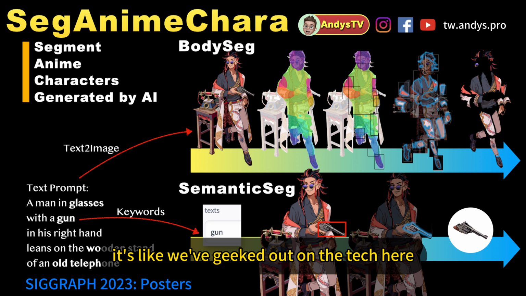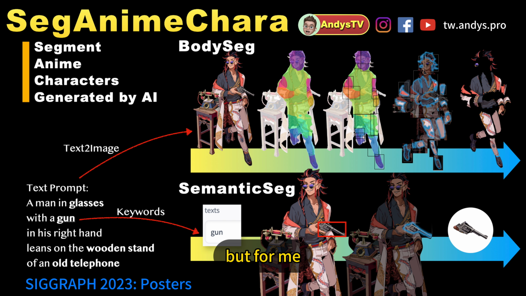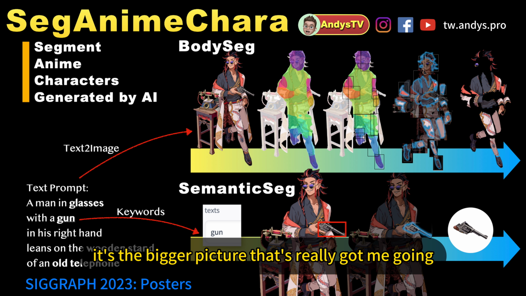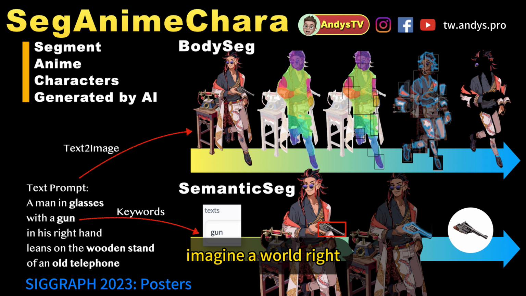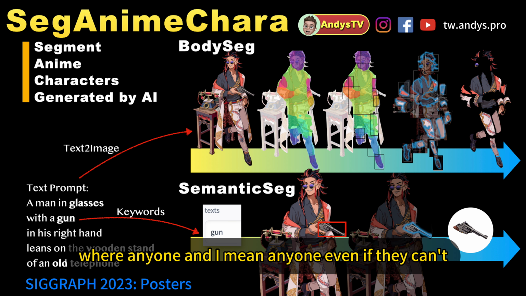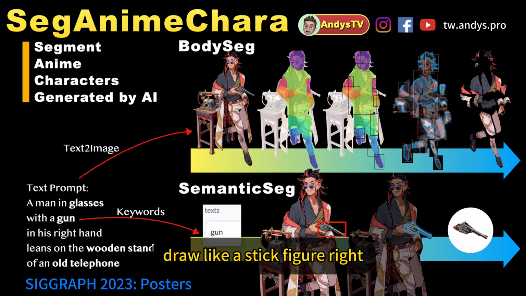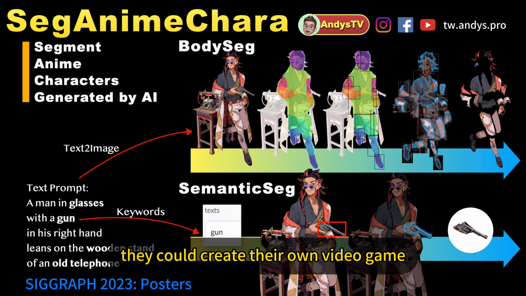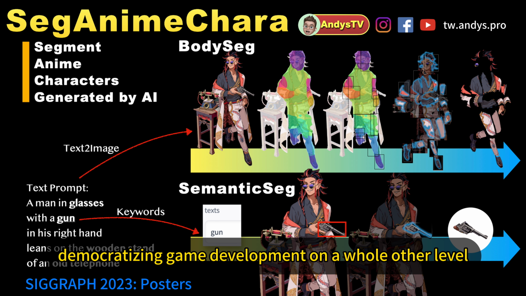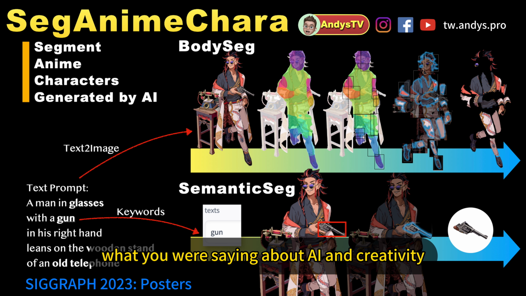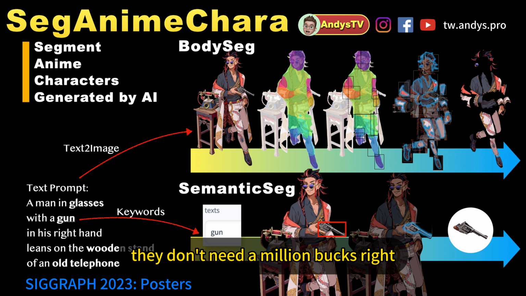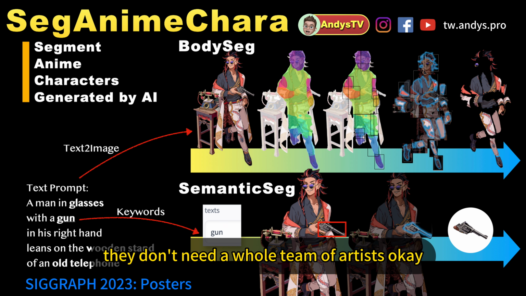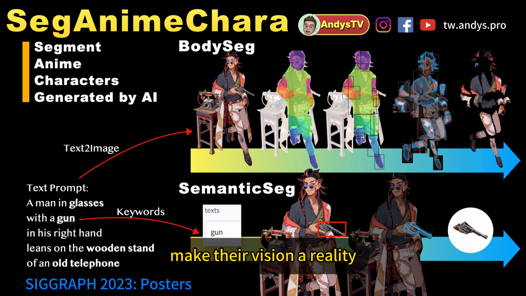We've geeked out on the tech here, talked about how it changes game design. But for me, it's the bigger picture that's really got me going. Oh, yeah. What parts got you so excited? So the researchers mentioned this, but imagine a world where anyone, and I mean anyone, even if they can't draw a stick figure, could create their own video game. Wow. We're talking democratizing game development on a whole other level. No kidding. It really drives home what you were saying about AI and creativity. Tools like this, suddenly individual small studios don't need $1 million. They don't need a whole team of artists. Exactly. They can just make their vision a reality. The doors are wide open.